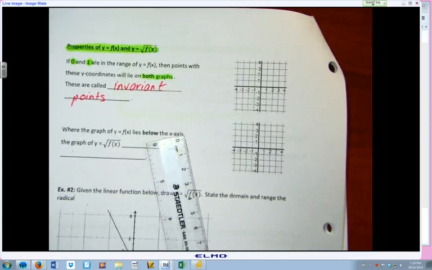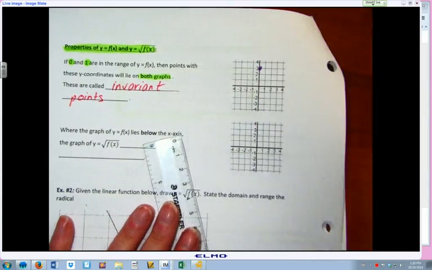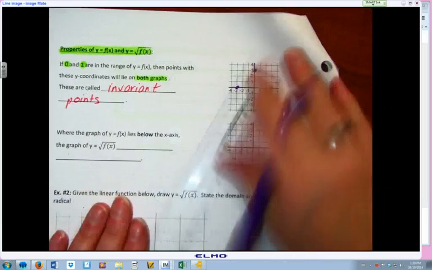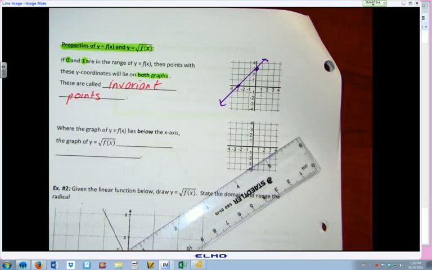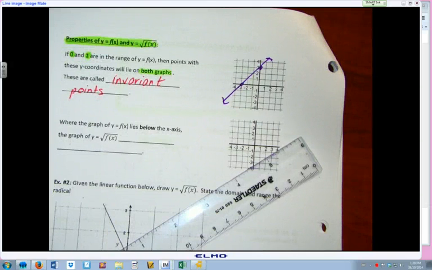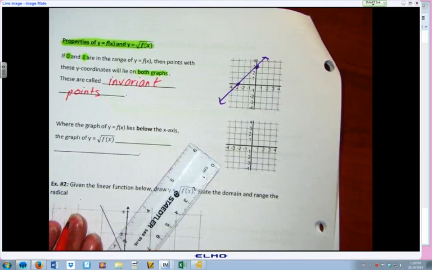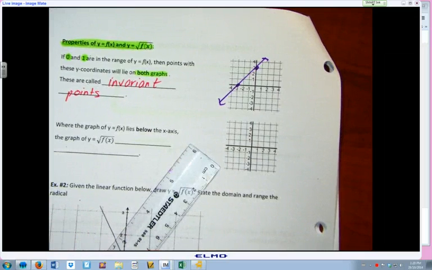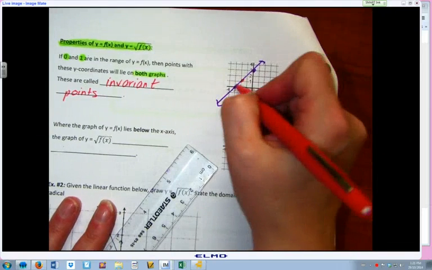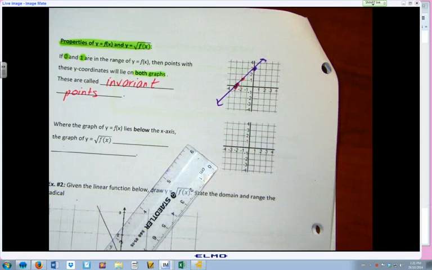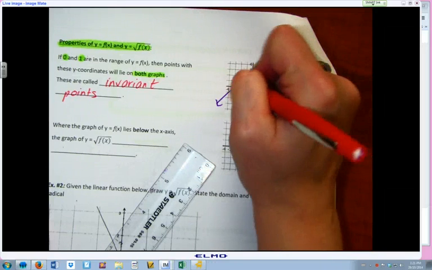Okay, so I'm just going to draw any line. I'm going to put a dot at 3 and -3. Why? I don't know, just pick 2 points. So what invariant points means is if I'm going to do the square root of this, wherever y equals 1 and wherever y equals 0, those points are going to be exactly the same. They are not going to change. They are invariant, non-changing. So I know my square root would swoop this way.